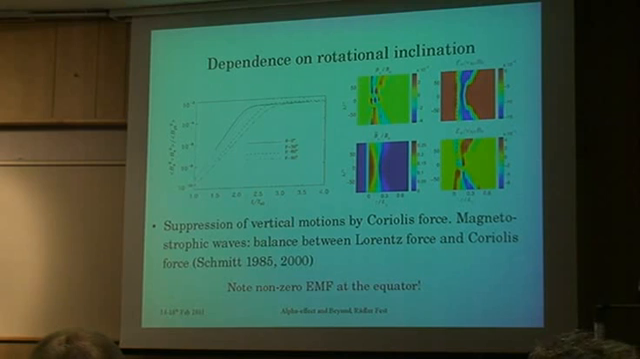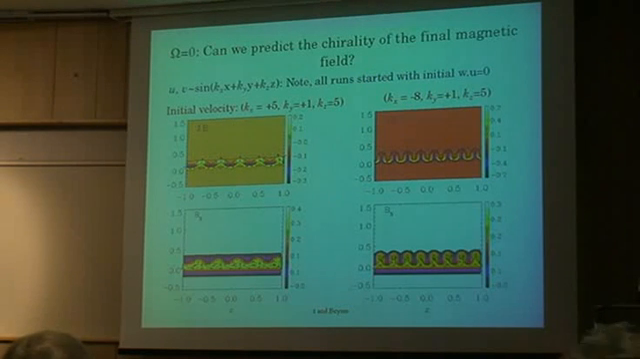But a surprising thing is we get a non-zero EMF at the equator. So this is the generated field Vx, which is actually non-zero at the equator, and this is the corresponding EMF, which is non-zero at the equator. So if we are surprised, then I have another result about the case where we put omega equal to 0. So here, can we predict the final helicity of the magnetic field?